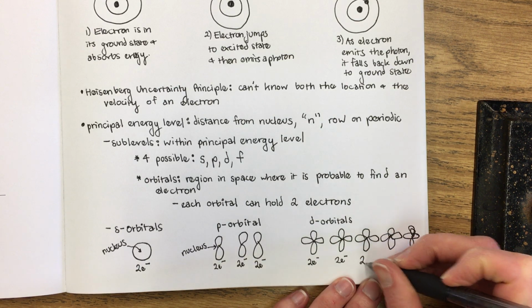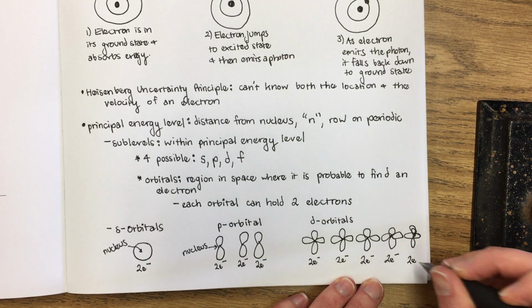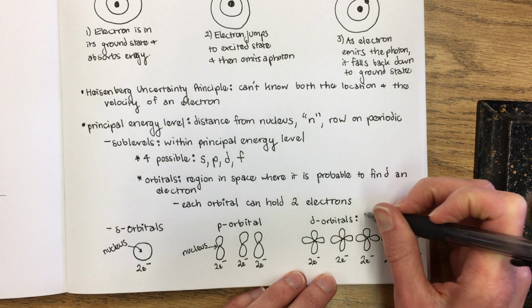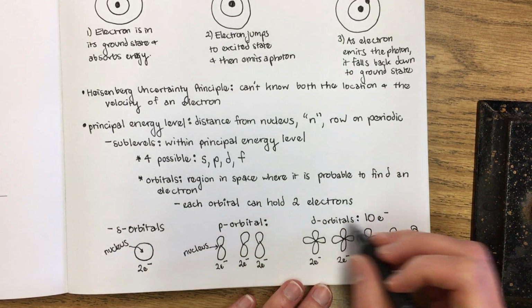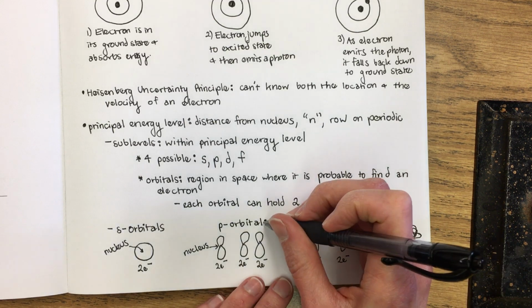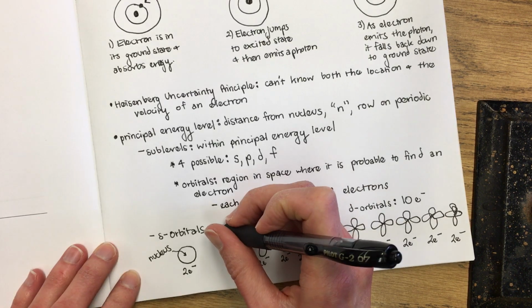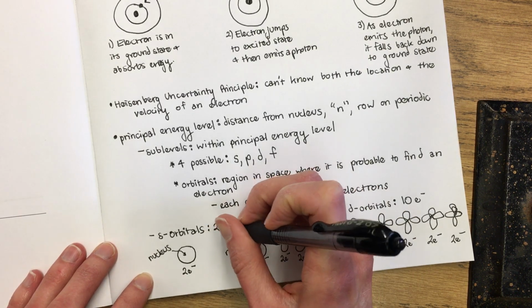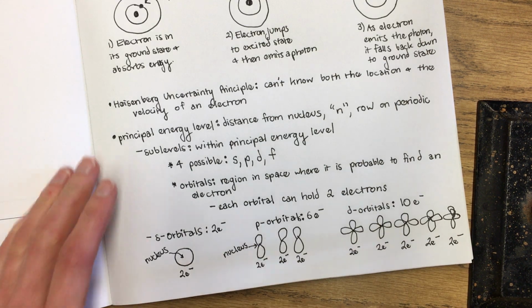So the D sublevel can hold 10 electrons total. The P sublevel can hold 6 electrons. And the S sublevel can hold 2 electrons. And then each individual orbital just holds 2 electrons.